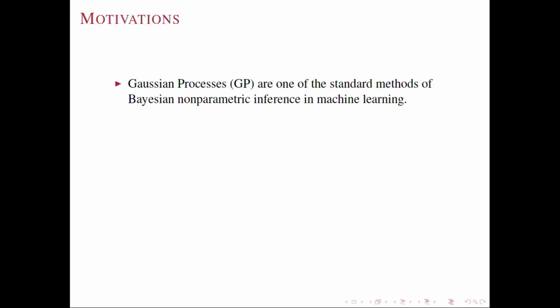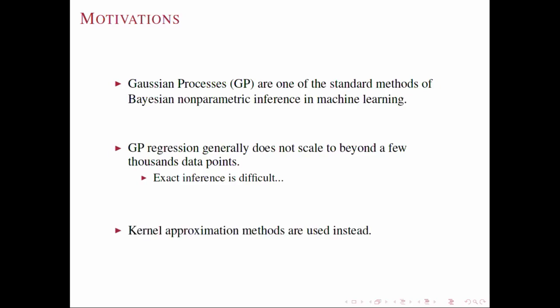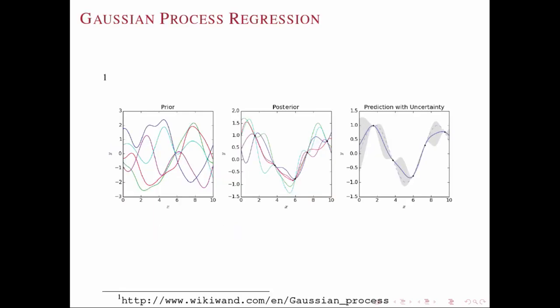Gaussian processes have been one of the standard methods of Bayesian non-parametric inference in machine learning. Unfortunately, Gaussian process regression generally does not scale beyond a few thousand data points, which makes exact inference difficult. Therefore, kernel approximation methods are used instead. In the general Gaussian process regression problem, it is assumed that the Gaussian process is observed at some coordinates. The vector of the values is just one sample from a multivariate Gaussian distribution with a dimension equal to the number of observed coordinates.